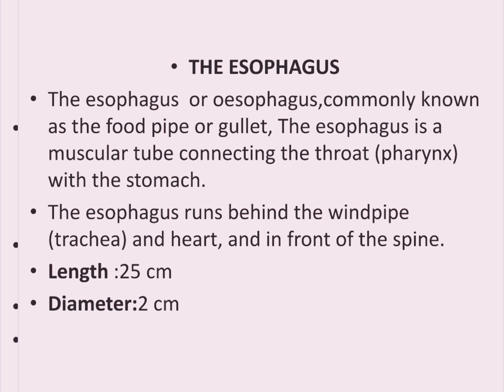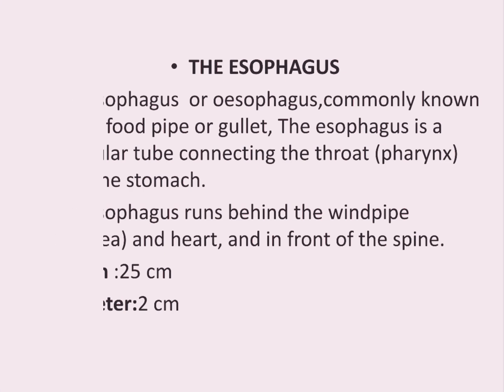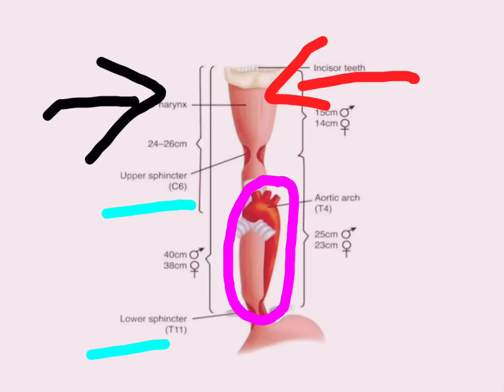The esophagus is in between the pharynx and the stomach. It runs behind the windpipe and the heart. The windpipe is also called the trachea. It is in front of the spine and behind the windpipe, in between. Its length is 25 centimeters and diameter is 2 centimeters. So this is the diagram of the esophagus.